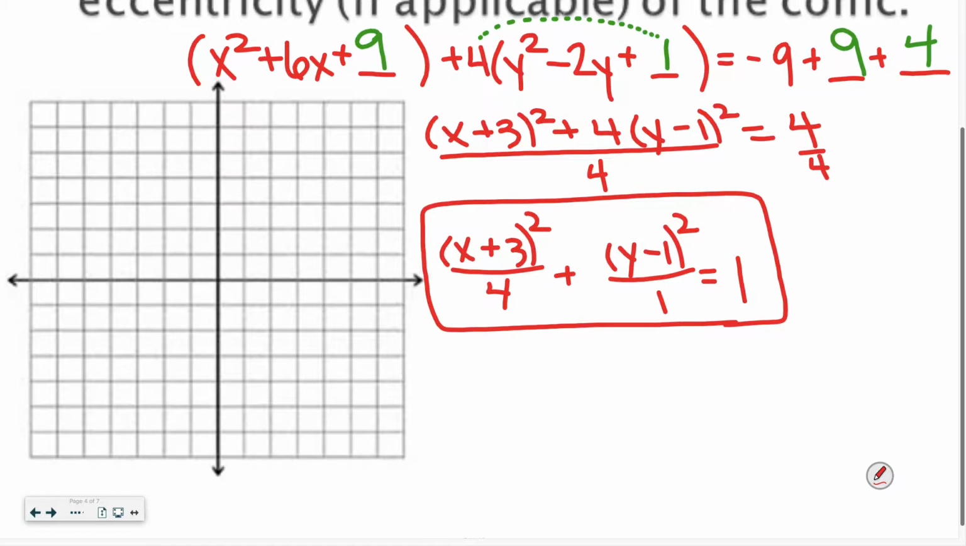It's really not that bad. And in my opinion, ellipses are the easiest of the 3 to graph. There's really not a lot of work to it. Okay? So, Brayden, horizontal or vertical? Brayden thinks horizontal. Sydney, why would he think that?